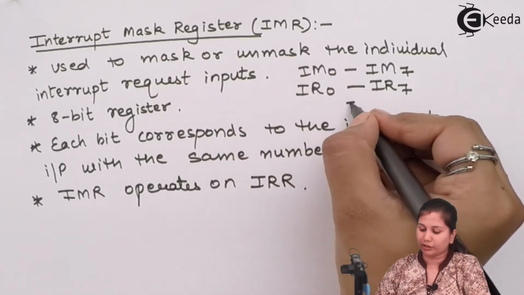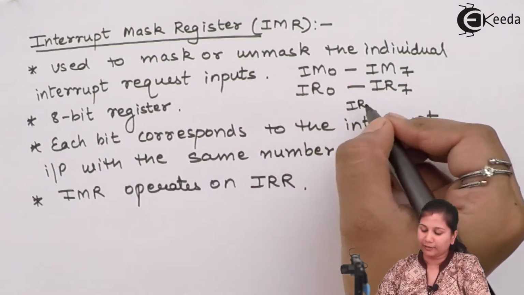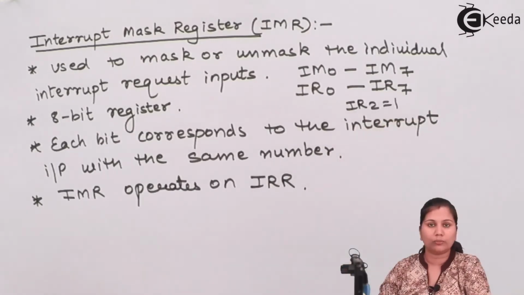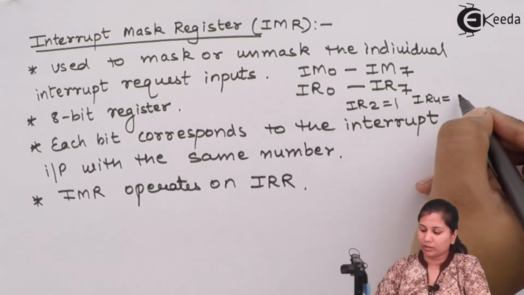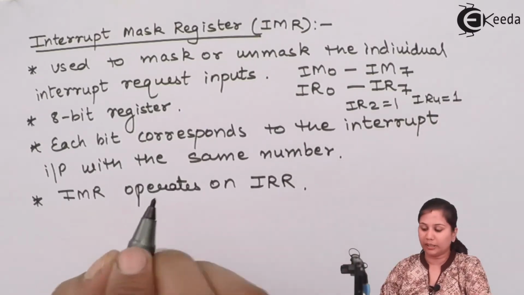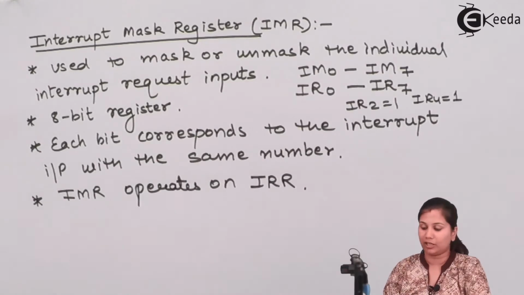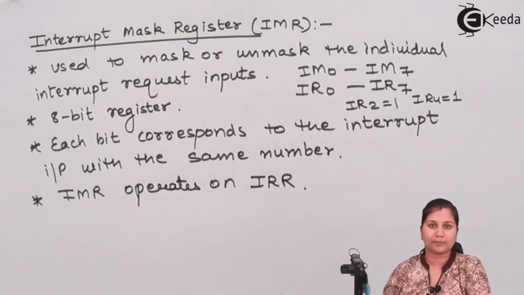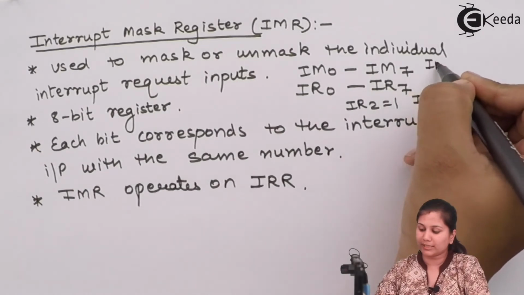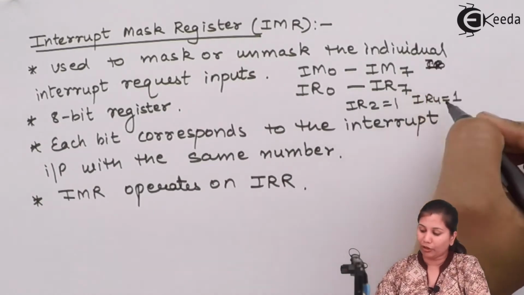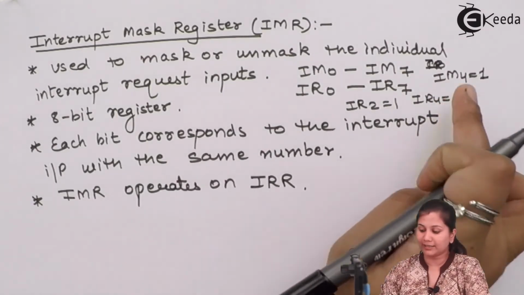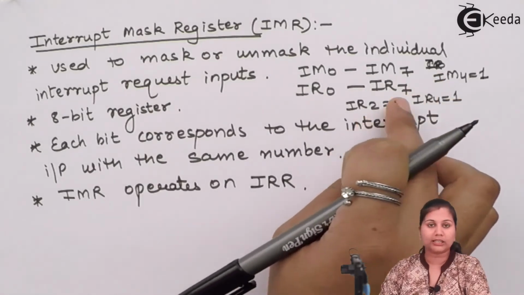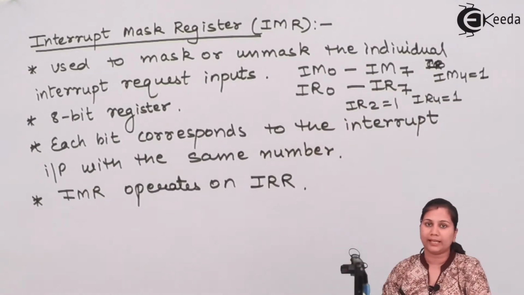Now suppose IR2 is equal to 1, it means that this interrupt request is being given. Now if IR4 is also 1, it means two interrupts are simultaneously given. But IR2 has the highest priority, and suppose IR4 is masked. So the bit for IR4 will be IM4, and that will be set to 1. It means that this request has been masked and only the IR2 interrupt request will be executed.